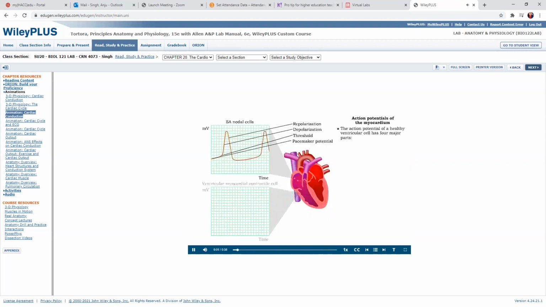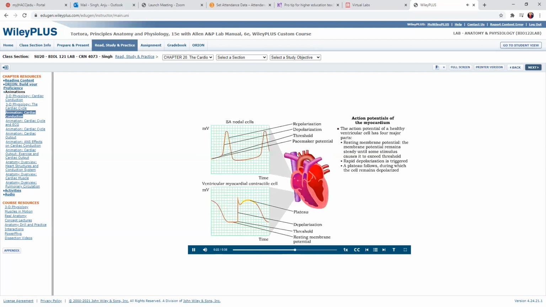In ventricular cells, an action potential has 4 stages. The resting membrane potential is steady until a stimulus causes it to exceed threshold, triggering rapid depolarization, which is followed by the plateau, during which the cell remains depolarized. The plateau is followed by repolarization, after which the cell returns to the resting potential.